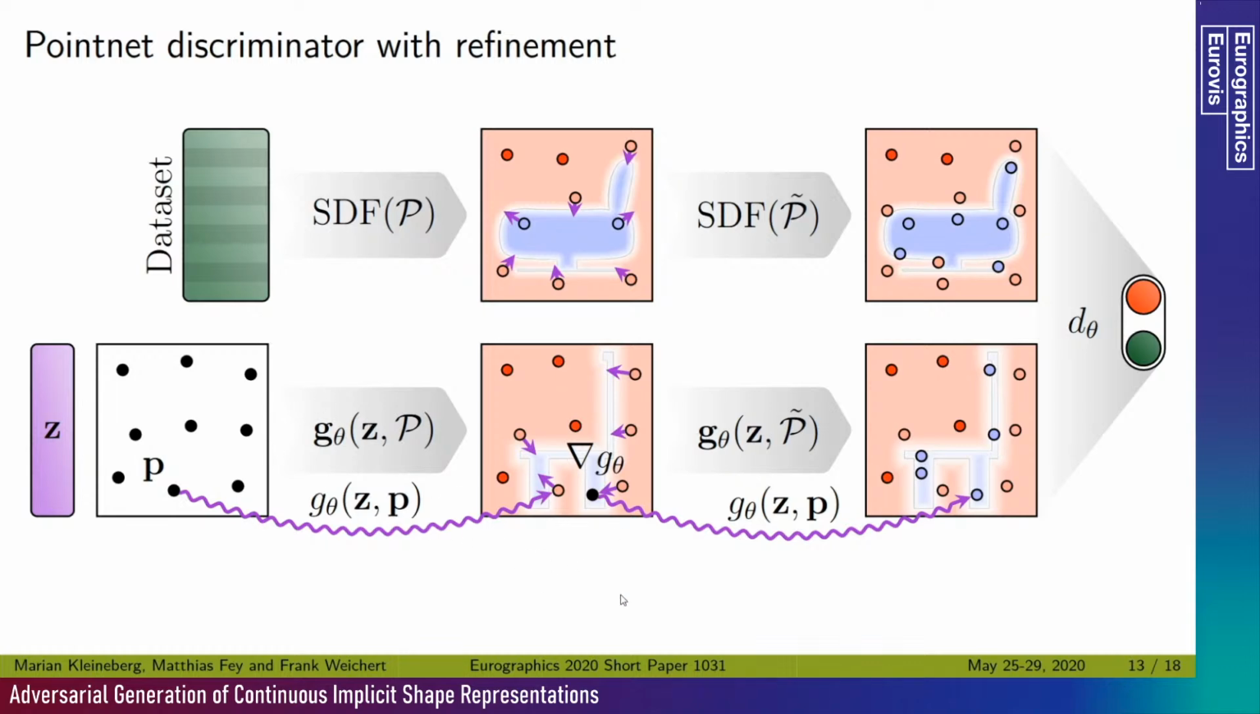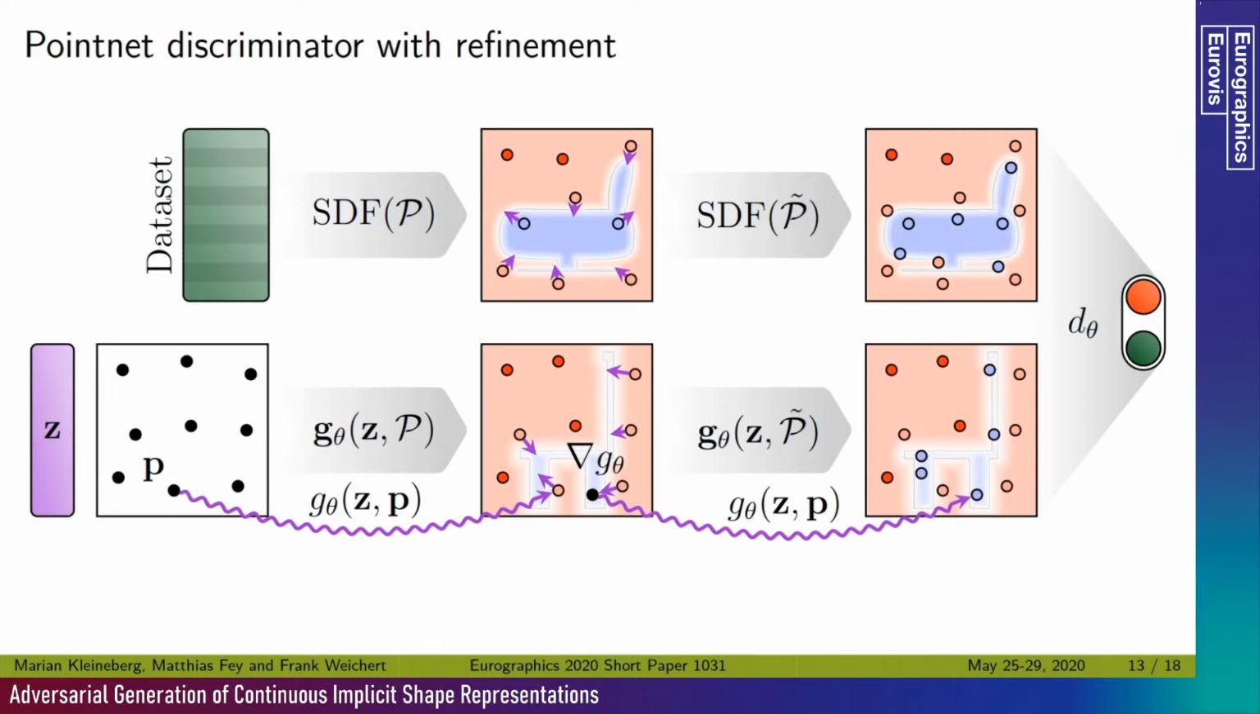So in the backward pass of this, the gradient of this position update will be the second derivative of our generator network. Then this refined point cloud is once again fed into our Pointnet discriminator, and now the Pointnet discriminator can take the structure of the point cloud as well as the attached SDF values to make its decision.